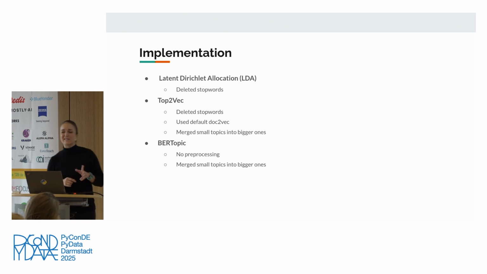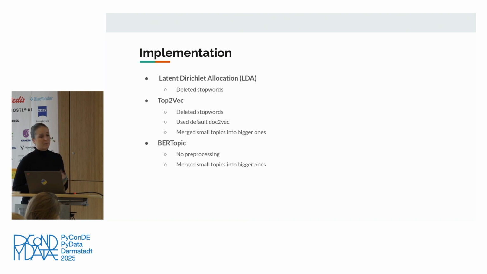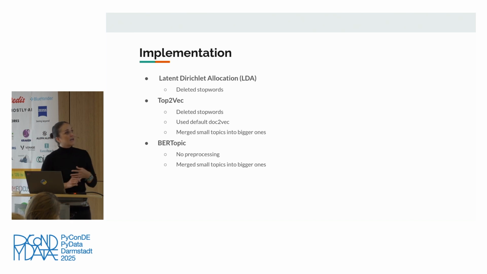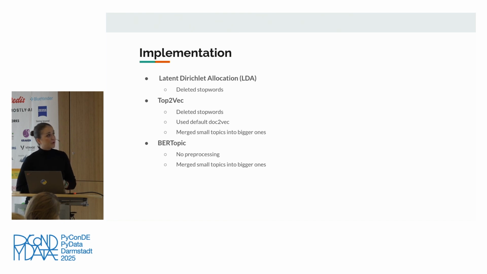For Top2vec, you don't necessarily need to do it if you use Doc2vec embeddings, you can obviously keep the text as it is, because it is smart enough to not consider those. It can tell if certain words come up in all of the clusters, it just ignores them, but I still deleted them. I used the default Doc2vec, so I didn't use any BERT embeddings. I also merged some smaller topics into bigger ones. If there were topics with only about 10 documents, I merged them into the bigger one which was similar, using cosine similarity.